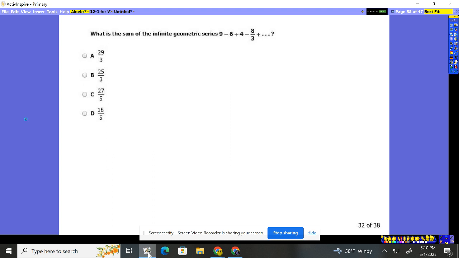Well, it wants the sum of an infinite number of terms, right? So the sum of an infinite number. And we have a formula for that, for the geometric series. It's simply going to be your first term over 1 minus the ratio of what it's going down by. Now, we've got to figure that out first.